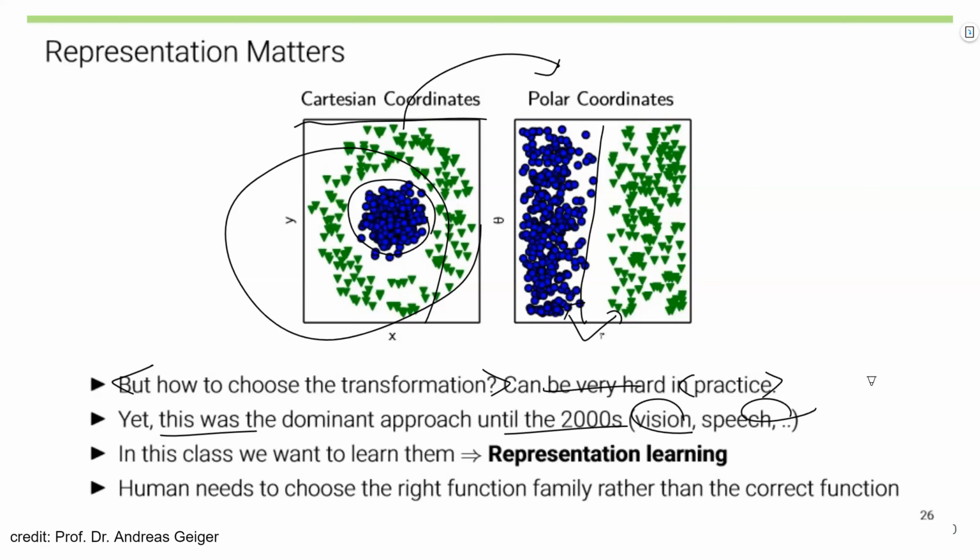And what the researchers had done was designing different types of transformation for various types of data specific to certain domains, and then solve these problems using linear classifiers. But in the era of deep learning, and in this class, we want to learn those representations automatically rather than manually. But the thing is, we humans need to choose the right function family, otherwise it will fail.